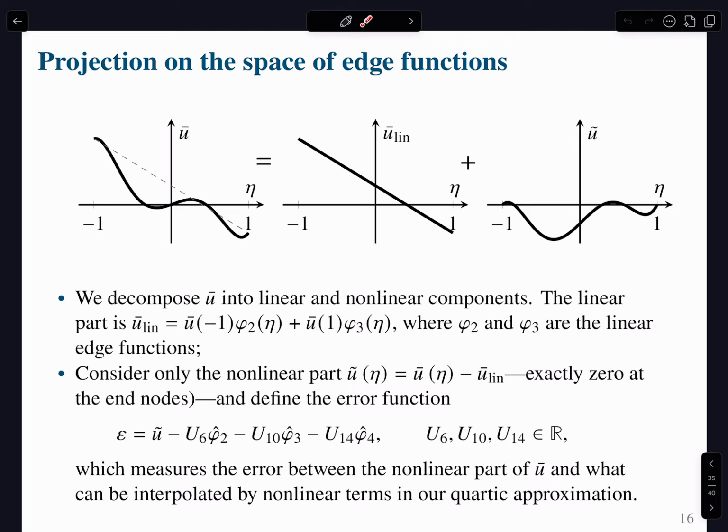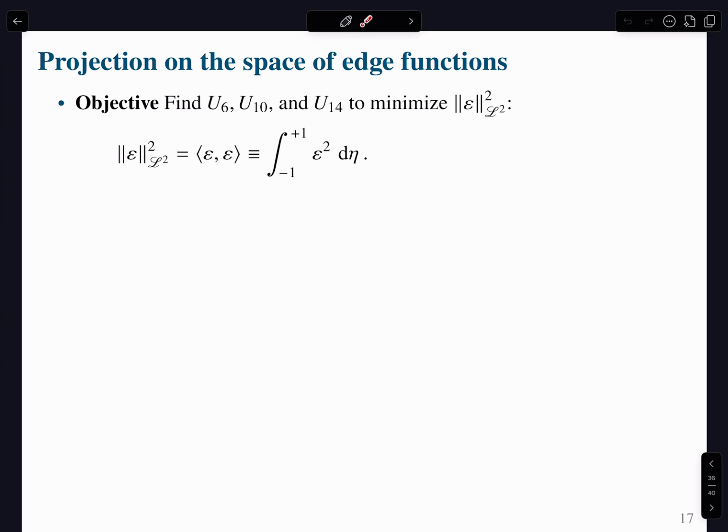We are going to try to tune these coefficients, obviously, because these guys don't change. These guys are fixed along that edge. So in order to minimize the error with respect to what I want to prescribe, I'm going to find a way to solve for those coefficients so that this error is minimized. That is the whole point of this projection on the space of edge functions.